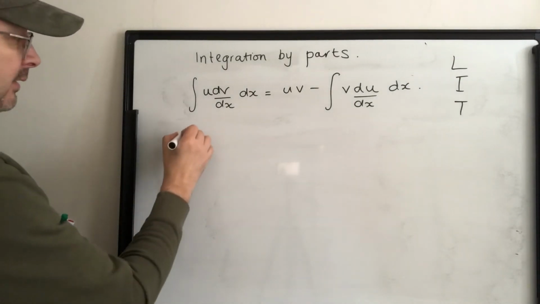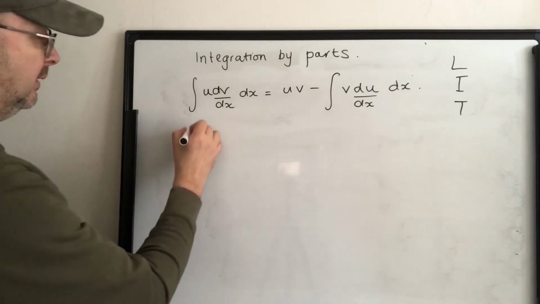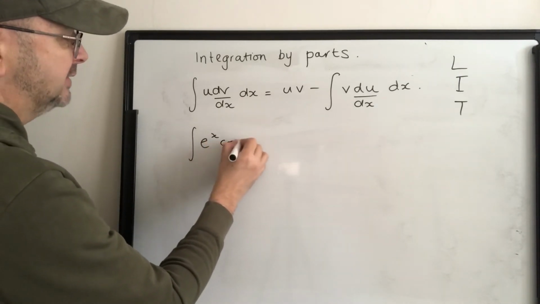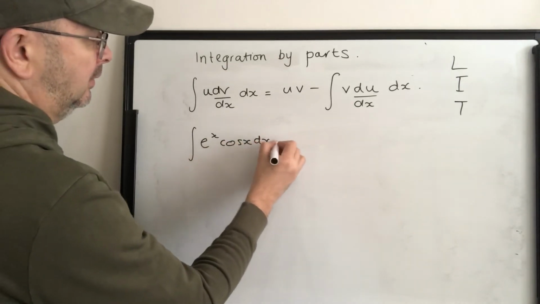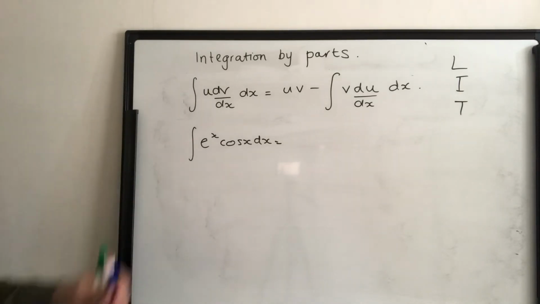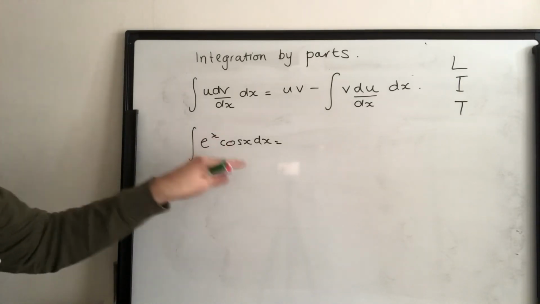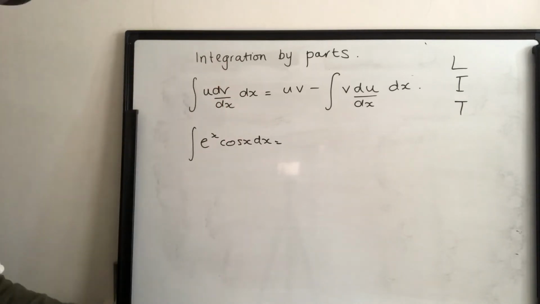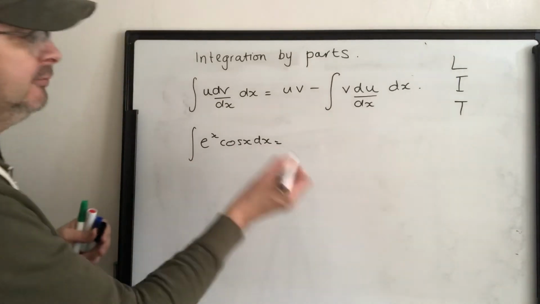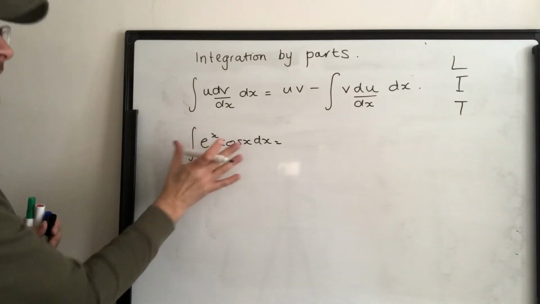So finally, these are nasty ones: e to the x times cos x or sin x. You've got to do this twice. I might run out of board space, so bear with me. You need to write down the left-hand side. Keep your working really neat if you can. It's really important in case you misread your own handwriting, and it's important to see the left-hand side.